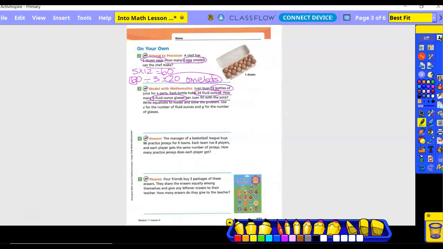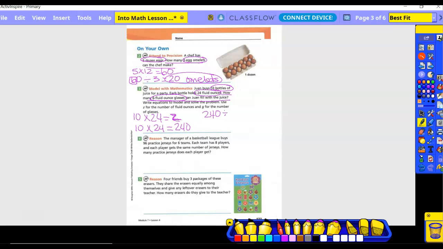So my first equation, I need to figure out how many total ounces I have. So what am I going to do? 10 times what? 24. His glasses are 6 fluid ounces. 10 times 24 equals Z. So 10 times 24 equals what? 240. And this needs to look like a Z, guys, not a 2. Okay? So then he has 240 total ounces.